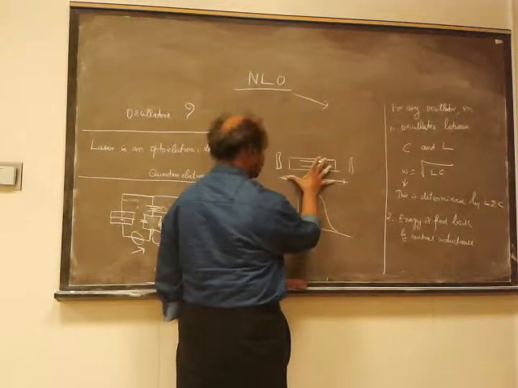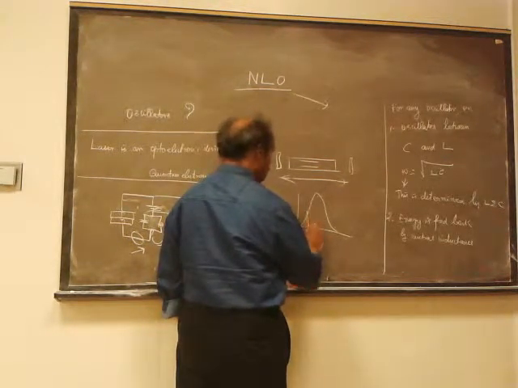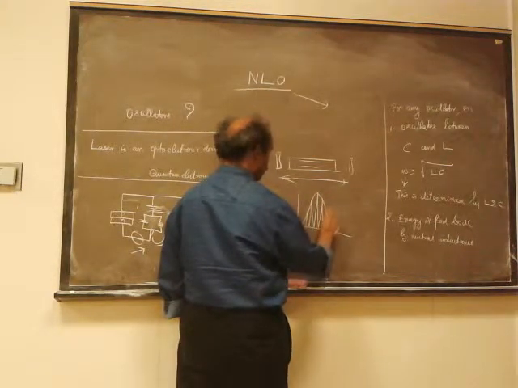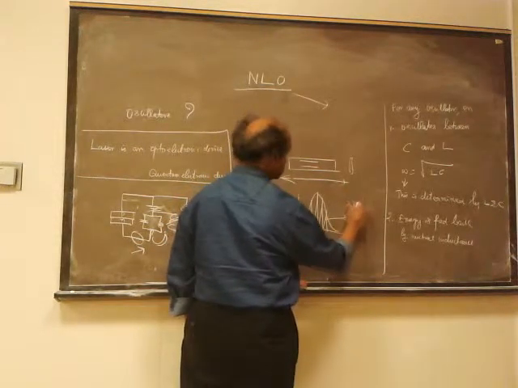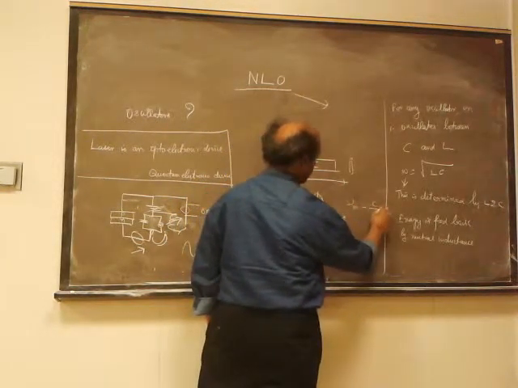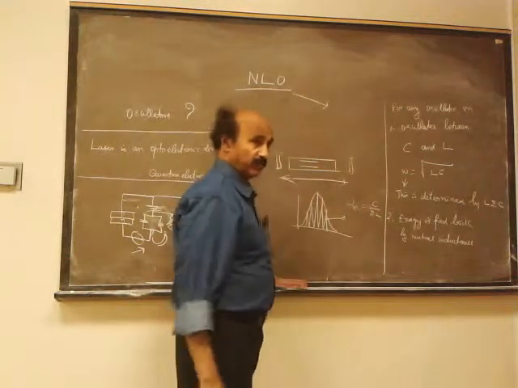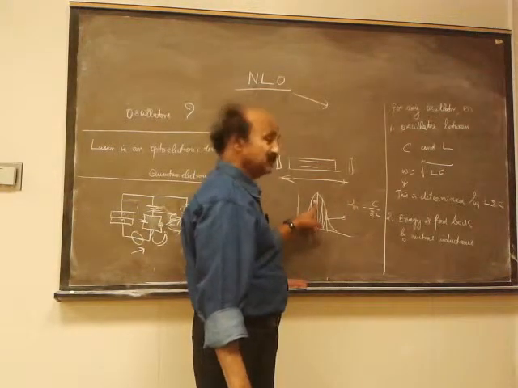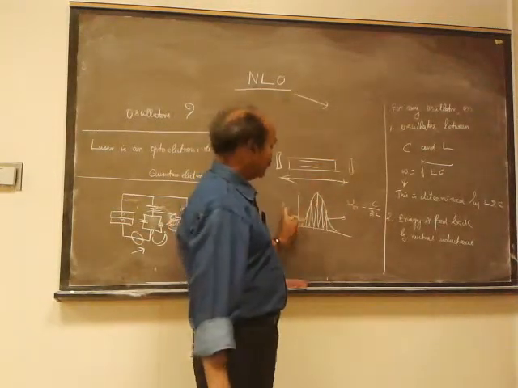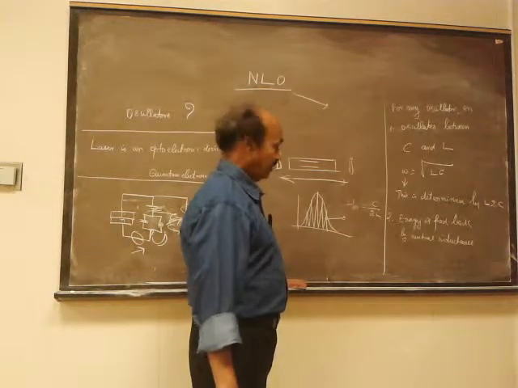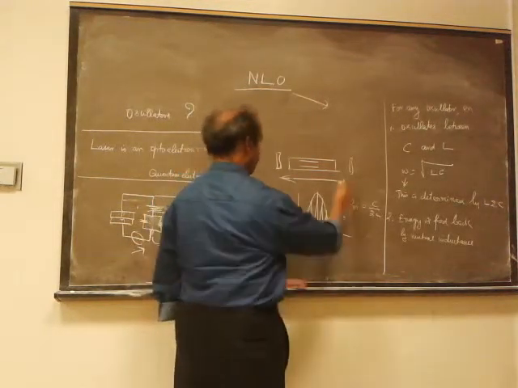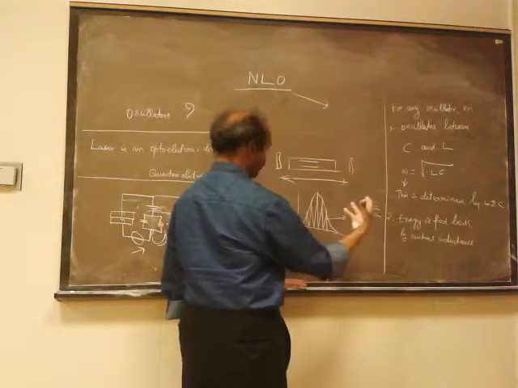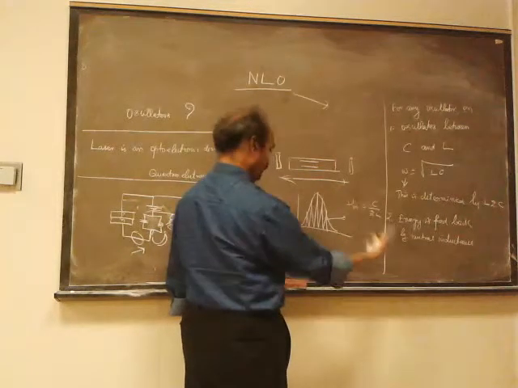And then, depending upon the length, I will have what we call cavity modes, which are separated by the frequency of mode c by 2L. That means this is an allowed frequency, this is an allowed frequency, but this frequency is not allowed. So these are the resonant frequencies. That means the two mirrors do very good frequency selection, not complete, very good frequency selection.